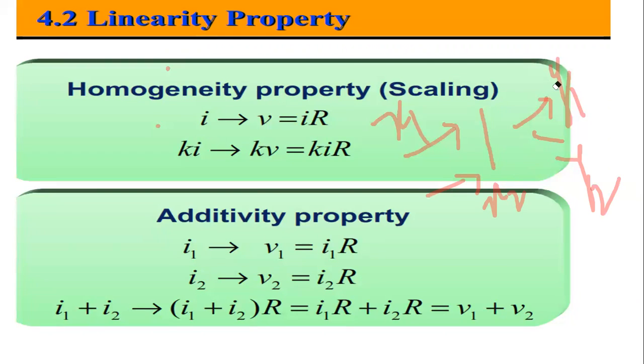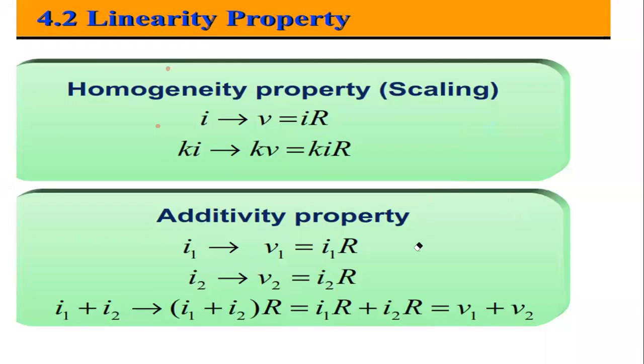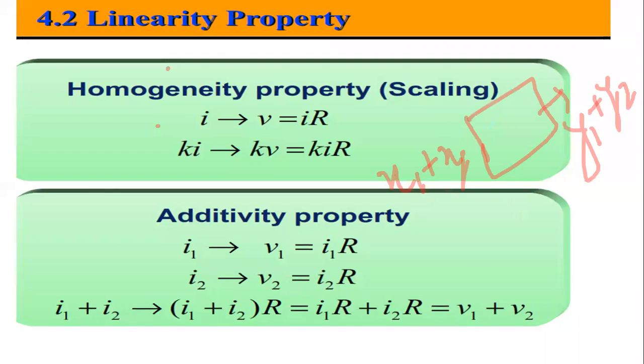Now, if the circuit is linear, or if the superposition theorem has to be followed, then if you give the input as x1 plus x2, the superposition theorem says the output should be y1 plus y2. This is called the additivity property or superposition principle. If you give individual inputs, you get individual outputs, but if you give the sum of those inputs, the output should be the sum of the individual outputs.